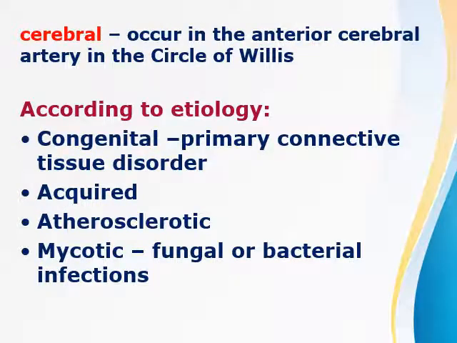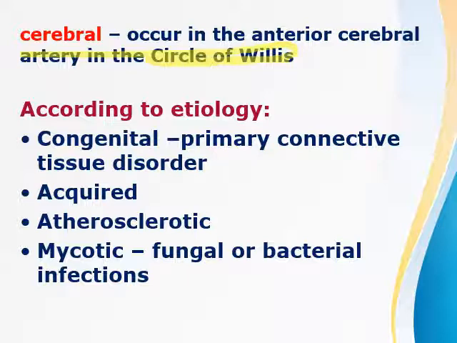Then cerebral occurs in the anterior cerebral artery in the circle of Willis. So your circle of Willis is a bifurcation of several circulation points, and it is very prone to arteriovenous malformation and also the formation of aneurysm.